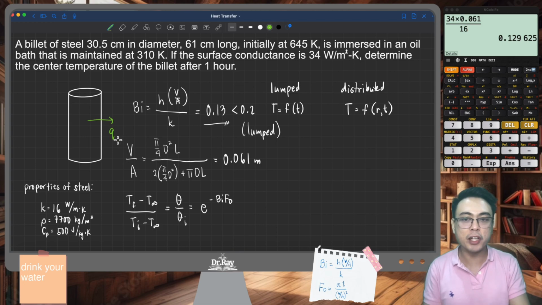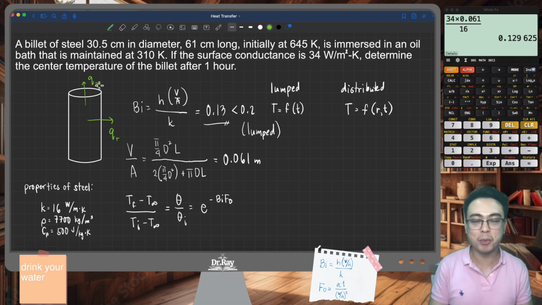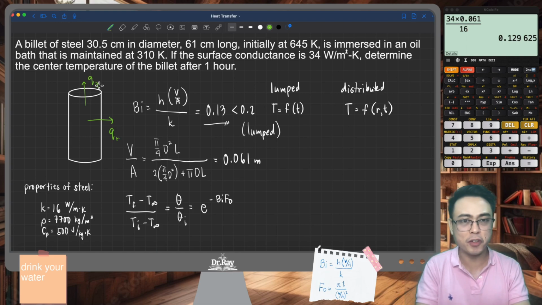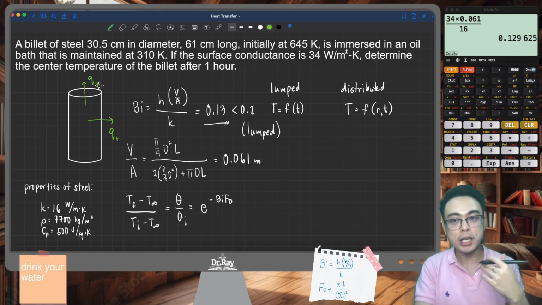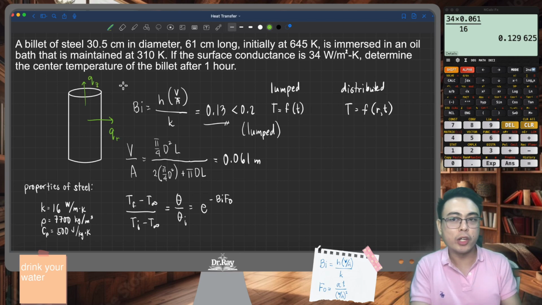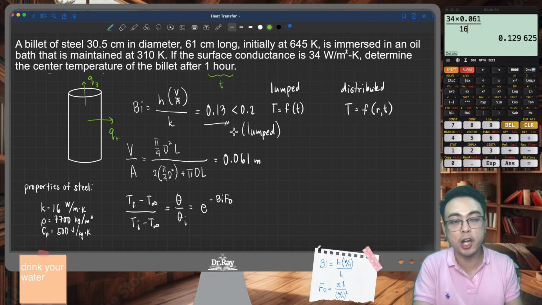Now, the direction of heat transfer happens both in the radial direction and also in the axial direction at the same time. Because remember that there are no insulated sides to this. That means that every surface area that is exposed will allow heat transfer. Okay? We are looking for the center temperature of the billets after 1 hour. So we are already given here our value of time. It's 1 hour.